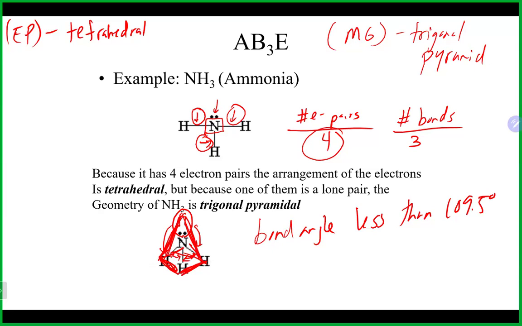Now let's take a moment to talk about two names that we just talked about. Trigonal pyramid, which is 4 electron pairs and 3 bonds. Versus 3 electron pairs and 3 bonds, which is trigonal planar. They are different.